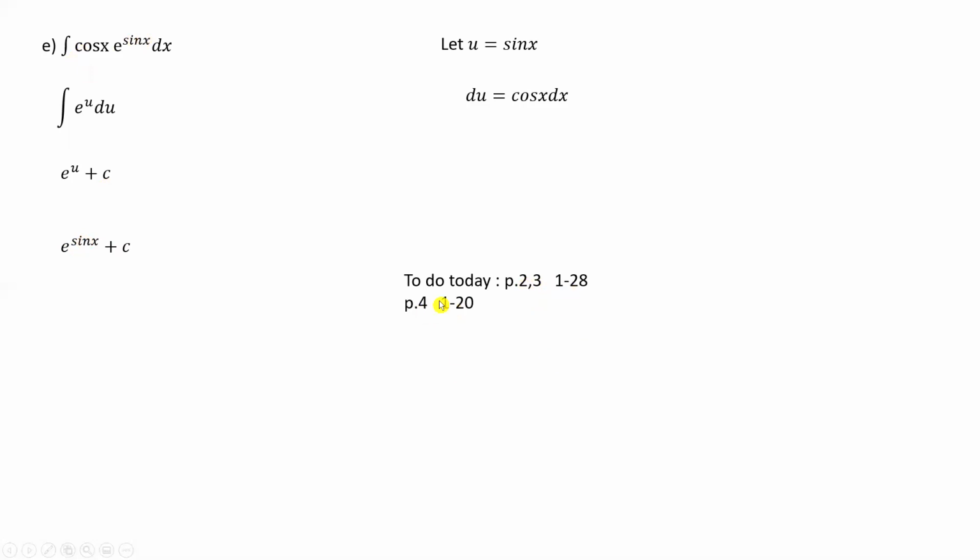So on page 4, you'll experiment with everything we've learned so far. And so have fun. It does get better the more you do, and if you have questions, let me know.